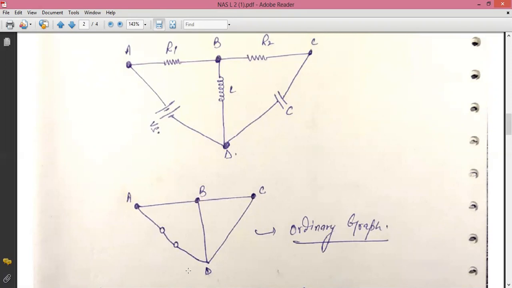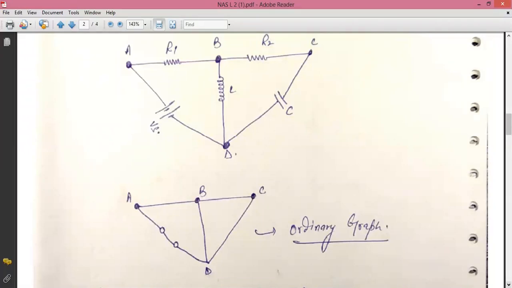So again, I am asking you, is anybody having any doubt how a circuit can be converted into the ordinary graph? He or she can ask me. Anybody having any doubt how this circuit was converted into a graph, and this graph is what, an ordinary graph. Any doubt, children? Shall I continue? Yes, sir. Okay, so this is the ordinary graph of a circuit like the above.